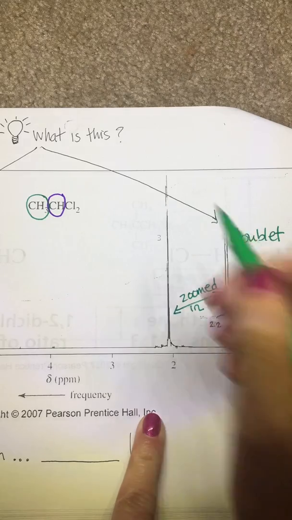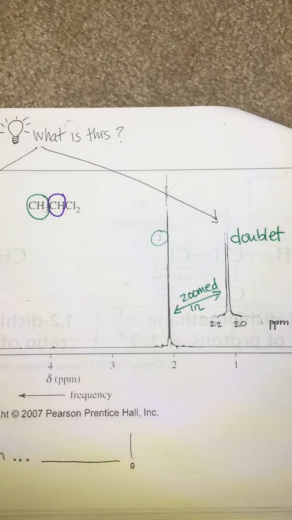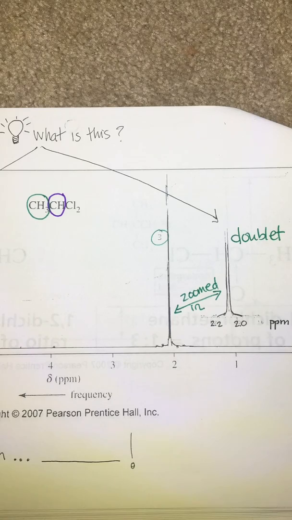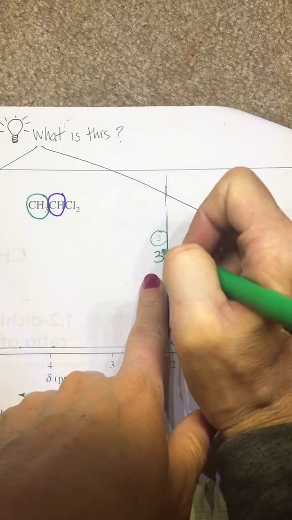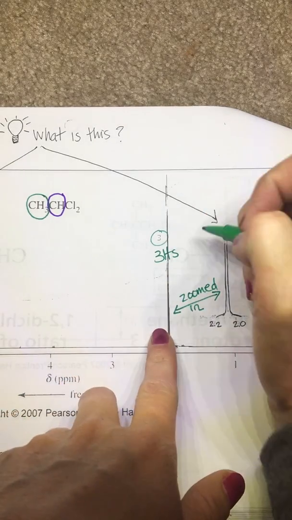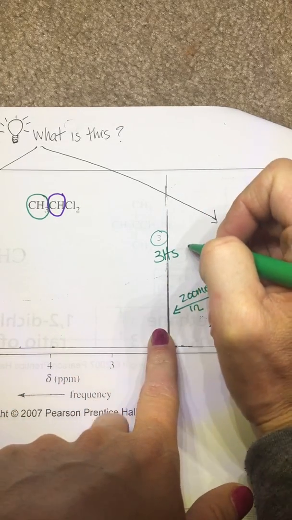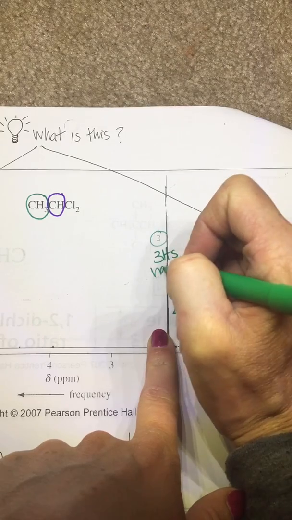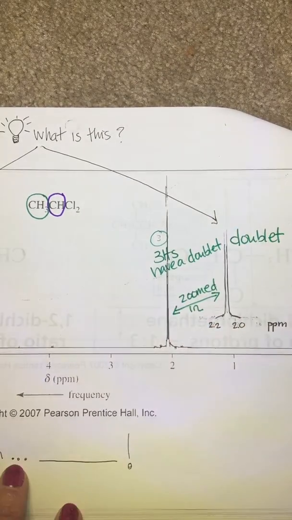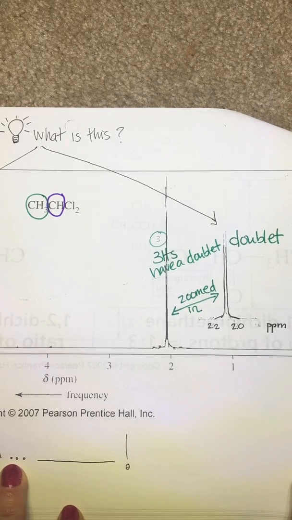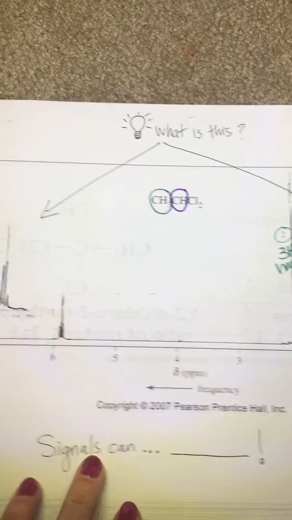Then something unique, which is nice, is they're giving you the integration of that signal there, and that number corresponds to how many hydrogens are actually giving that signal. So they're saying 3 hydrogens. So we've got 3 hydrogens. Their signal is a doublet. So 3 hydrogens have a doublet. And we're going to figure out what a doublet means in just a little bit. Lab students already have a head start on that.